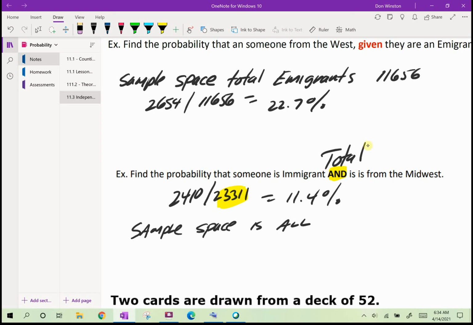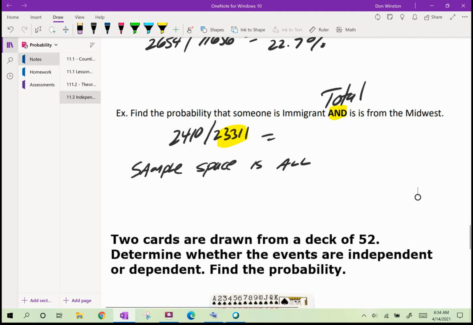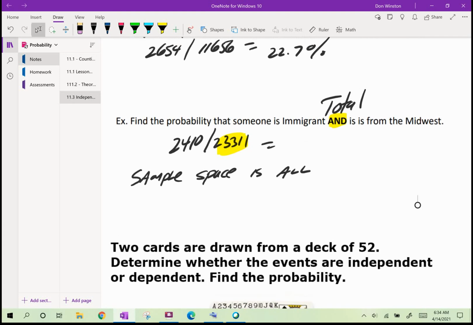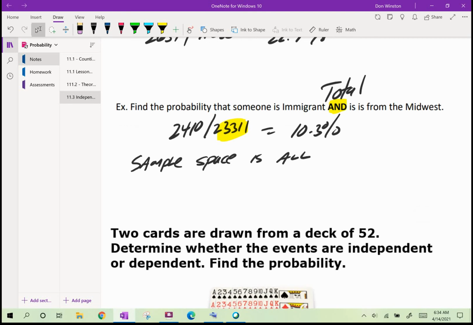So I better change that percent. I thought I had West. It was from the Midwest. 2410 divided by the total, and that would be 10.3%. Okay, so again, the operative keyword there was "and", and you have to consider the total sample space. Sample space is all.